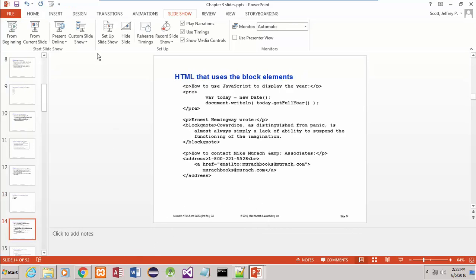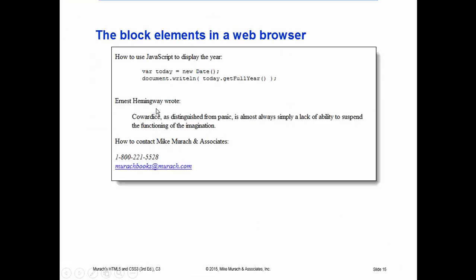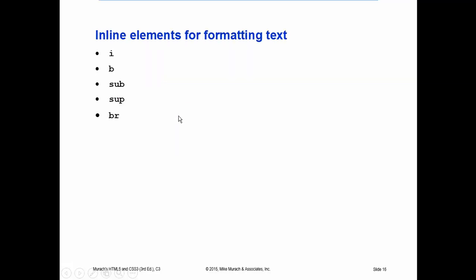All right. So here are some examples of block elements as shown in your book. I've been giving you my own examples. Blocks, so that's how they appear in the browser. Elements for formatting text. These elements that you see right here, they're not block elements. They're referred to as inline elements. In other words, they appear typically either between words or within a word. So the I stands for italicized, the B for bold, the sub for subscript, the sup for superscript, and the BR for line break. You've already seen the BR, but let's look at the other four.